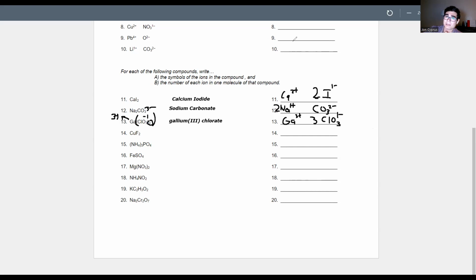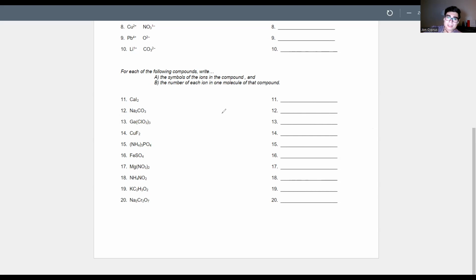CuF2, very similar, right? Copper can be multiple things. So let's check the fluorine. Fluorine is always going to be a 1-. How do I know? If you look at your periodic table, fluorine is in the second to last group. All the halogens are going to always be 1-. Oxygen will always be 2-. That's 1 over. Nitrogen will always be 3-. So you can kind of look at the periodic table and count back from the noble gases.